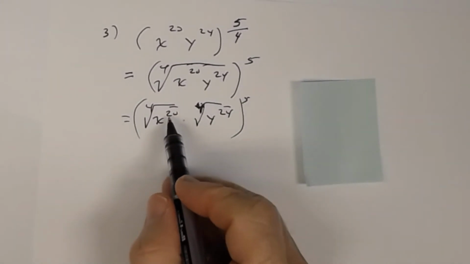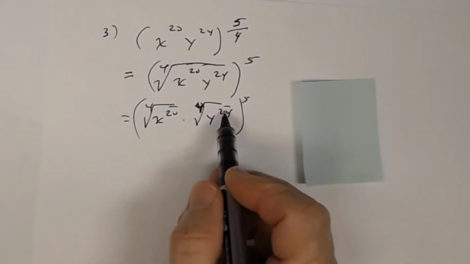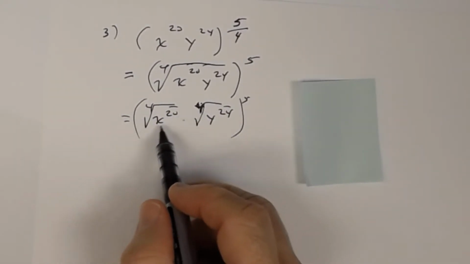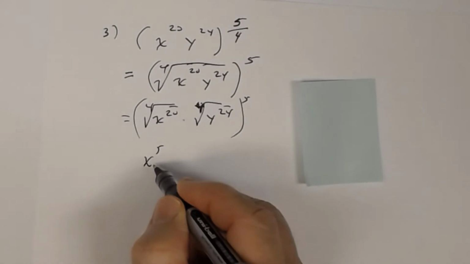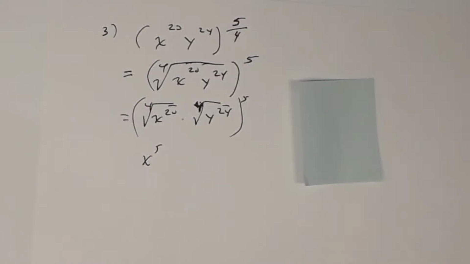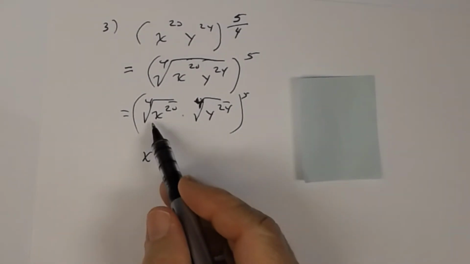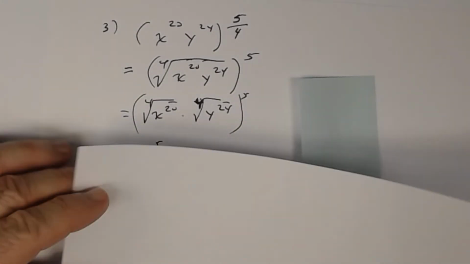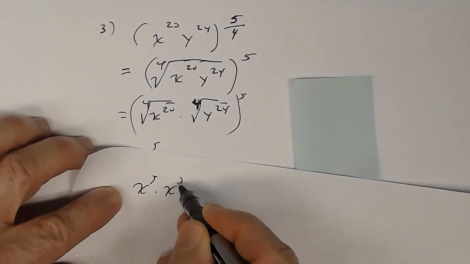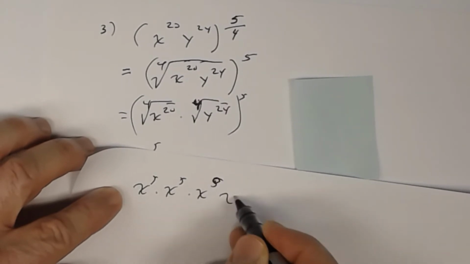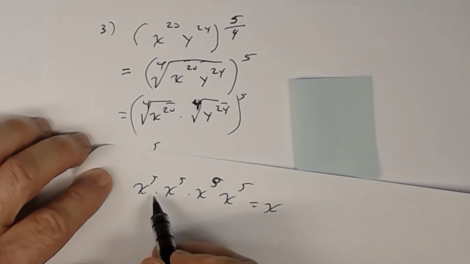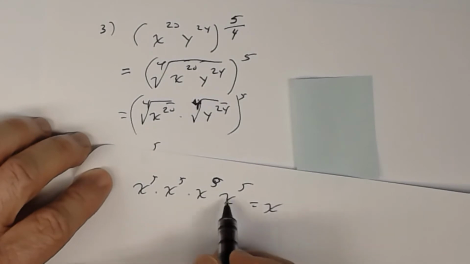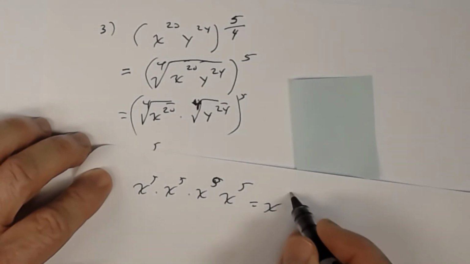All right? Now, 20 is divisible by 4, so that's the easy kind. 24 is divisible by 4, that's the easy kind. So what times itself 4 times is x to the 20th? Well, 20 divided by 4 is 5, so that should be x to the 5th. Kind of makes sense, right? You know that the fourth root of x to the 20th is x to the 5th because x to the 5th times itself 4 times, the index is 4, is x to the 20th. The product rule for exponents says when you multiply like bases, you add exponents. 5 plus 5 plus 5 plus 5 is 20. All right?